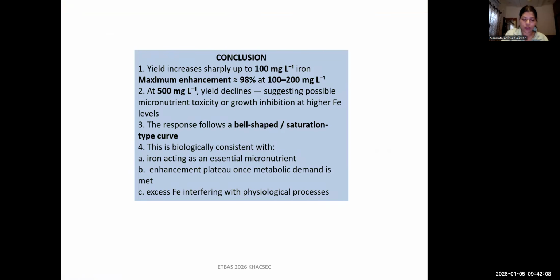The response is bell shaped, which we can also call a saturation type curve. Biologically, it is consistent with the literature review that we have done. It shows that iron is acting as an essential micronutrient for the plant. It is giving an enhancement plateau once the metabolic demand is met, and excess Fe can be seen interfering with the physiological processes of the plant.